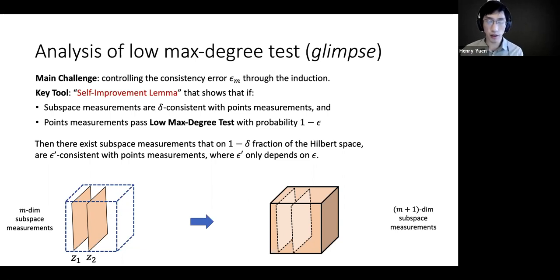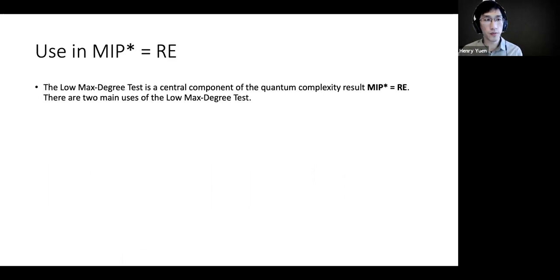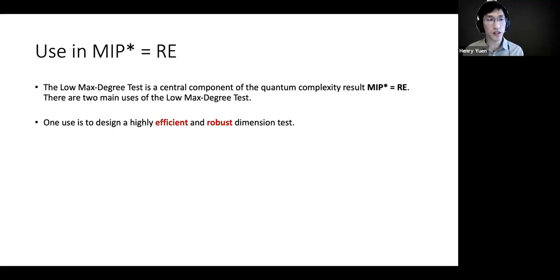Okay, so that's a glimpse of the analysis. It's this inductive step argument. And now let me turn to an application of this non-commutative low degree test. It's a very important part in this quantum complexity result called MIP star equals RE. In this result, there are two main uses of the low max degree test. One of the uses is to use this probabilistically checkable proofs theorem that I mentioned earlier. The other use is to design a highly efficient and robust dimension test.